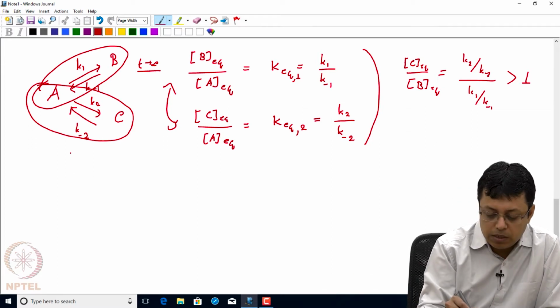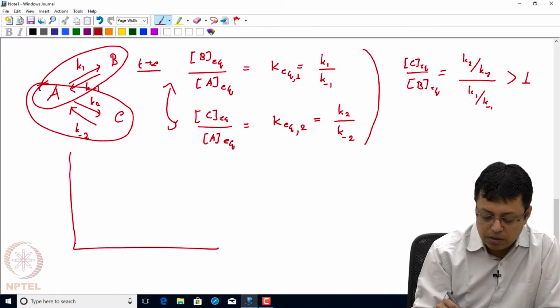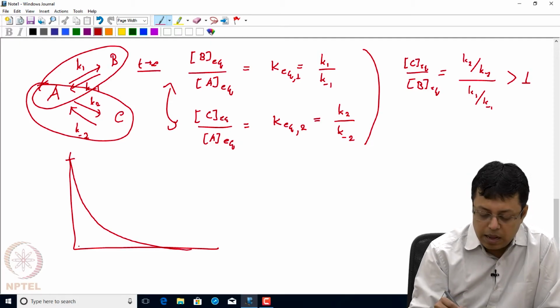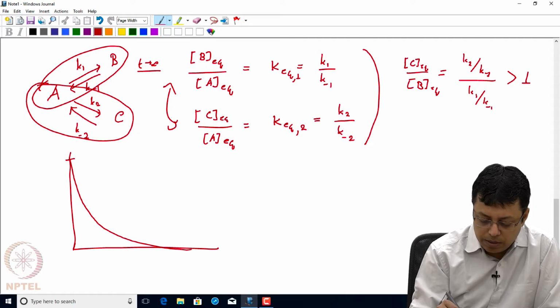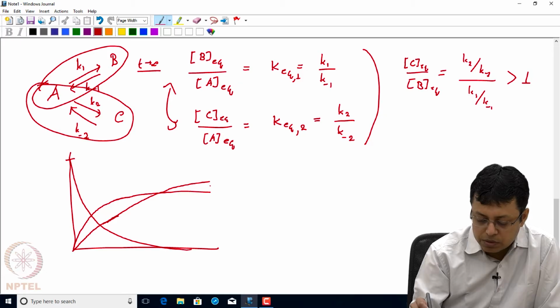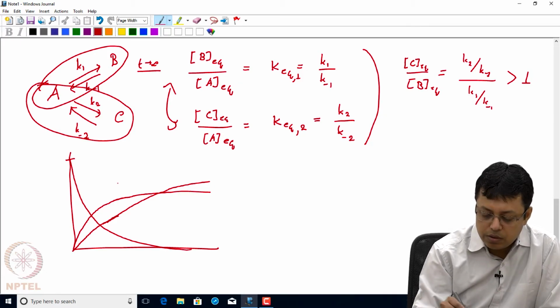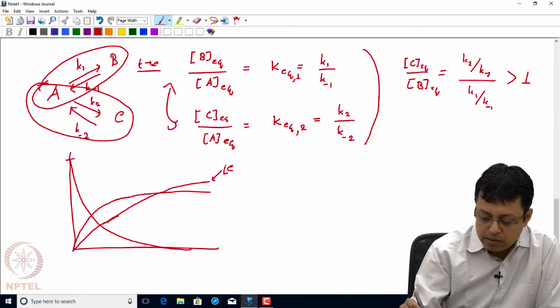Now if I want to plot this situation, it will be something like this. A will always be exponentially decaying, and B will initially form at a higher rate than C. But eventually, C will reach its equilibrium concentration, whereas the B concentration will be lower. So this is basically C equilibrium, and this is, suppose, B equilibrium.